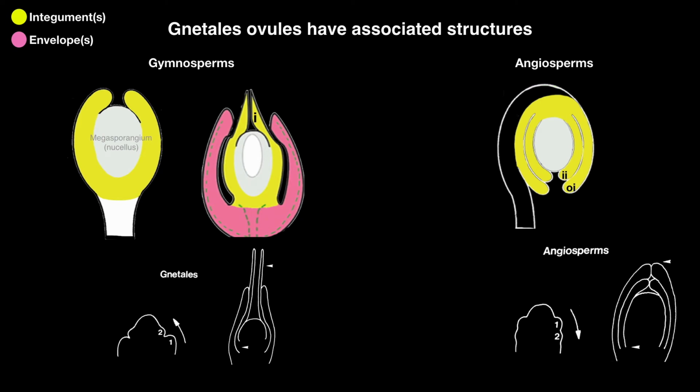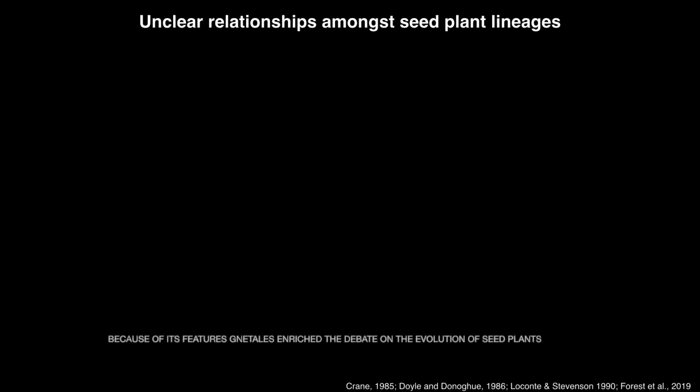So, following recent literature, we're going to call it envelope. Because of its features, Gnetales enriched the debate on the evolution of seed plants.